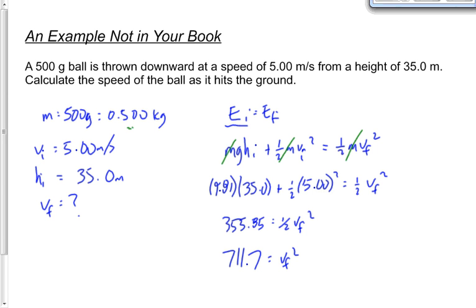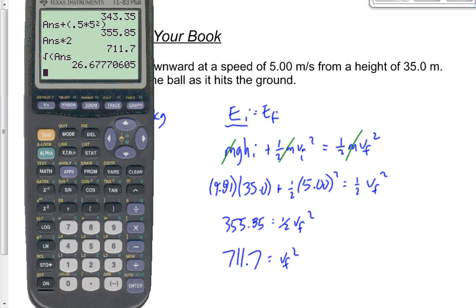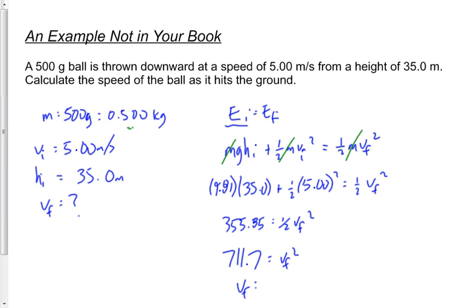How do we get rid of that squared? Yeah, so square root 711.7, and we get 26.67. Oops, I was going to put a vector sign there. I shouldn't, because I'm solving for speed, not velocity. 26.67. How many digits should I round it to? 1, 2, 3, 4? 3 digits, yeah. So we're going to say 26.7 meters per second.